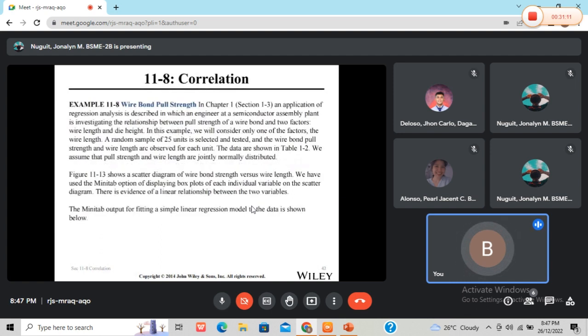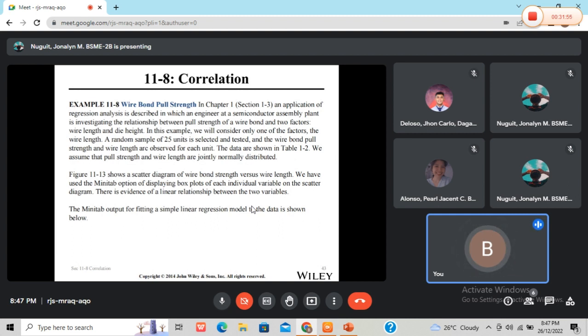Then, an example of correlation: wire bond pull strength. In chapter 11, sections 11-1 to 11-3, an application of regression analysis is described in which an engineer at a semiconductor assembly plant is investigating the relationship between pull strength of a wire bond and two factors, wire length and die height. In this example, we will consider only one of the factors, the wire length. A random sample of 25 units is selected and tested, and the wire bond pull strength and wire length are observed for each unit. The data are shown in Table 11-1.